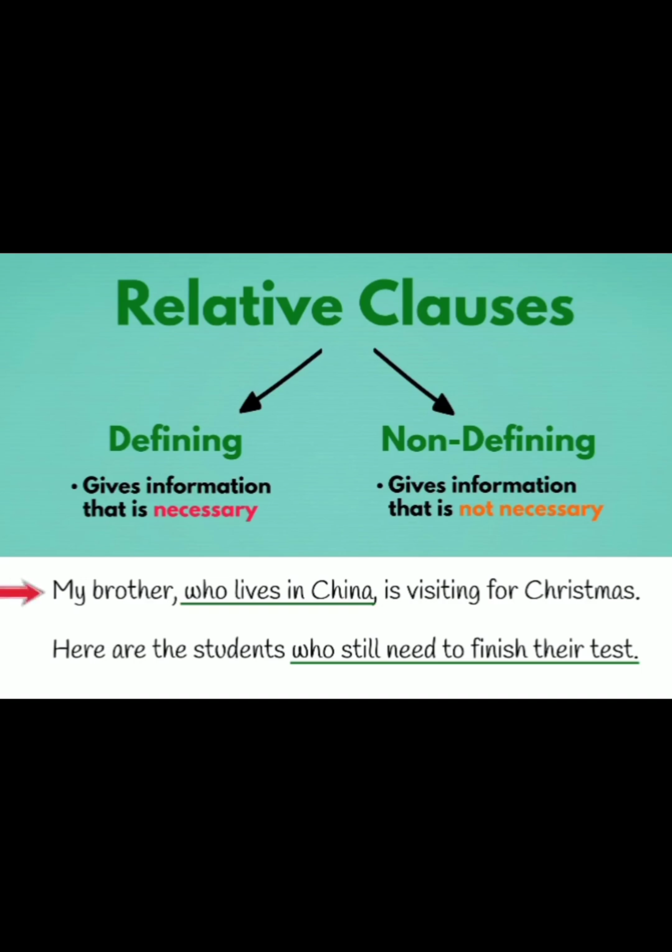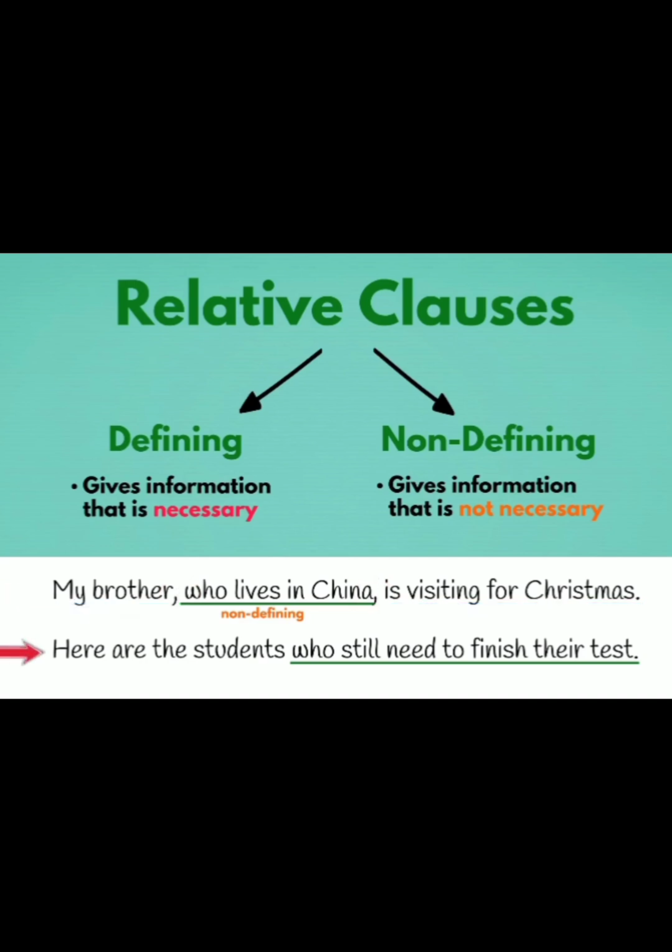This sentence contains a non-defining clause. The relative clause, who lives in China, is not necessary in order to understand who is being referred to. It simply provides extra information. Here is the main clause, and we can still understand the meaning if the non-defining relative clause is removed. Commas are used to separate a non-defining clause from the rest of the sentence. Parentheses can also be used.